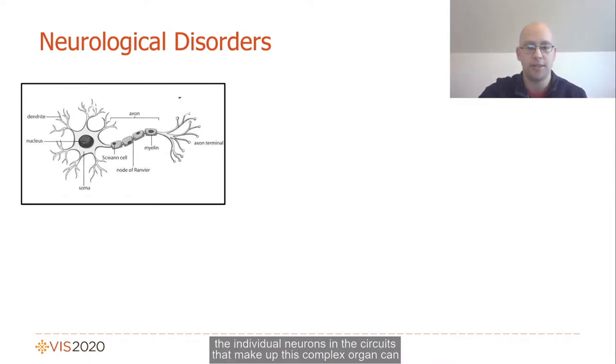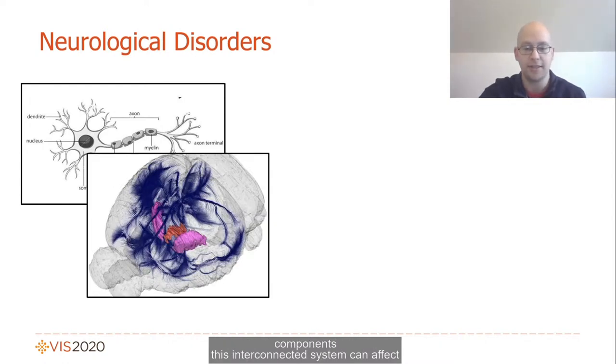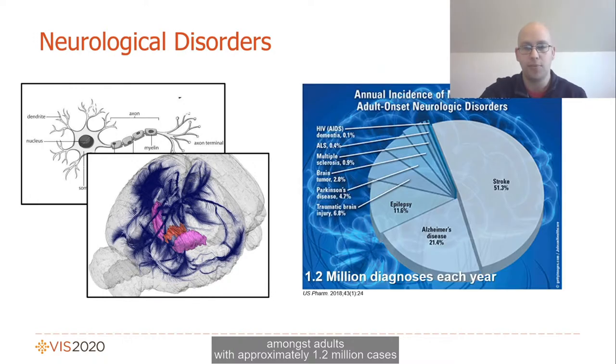The individual neurons in the circuits that make up this complex organ can easily be disrupted through structural damage, genetic disorders, or infection. And damage or malfunction to individual components of this interconnected system can affect wide-scale brain dynamics. The most common neurological disorders amongst adults with approximately 1.2 million cases each year are stroke, Alzheimer's disease, epilepsy, Parkinson's disease, and traumatic brain injury.